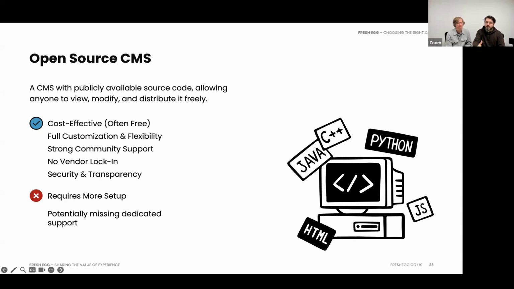Often open source is cost effective for users because it's more often than not free. I say often free because there are things like paid extensions. You have premium versions of open source software as well.